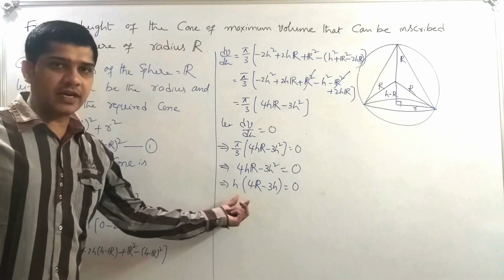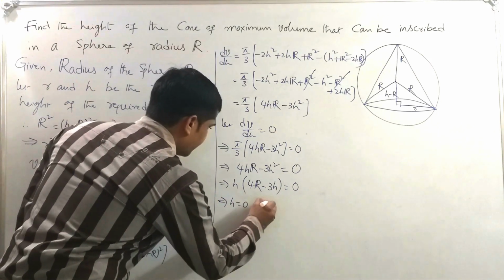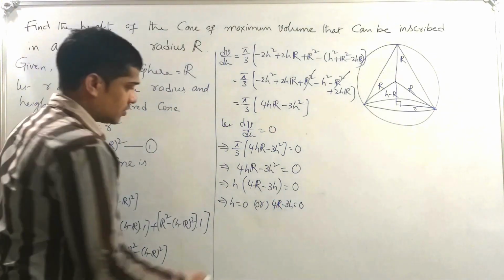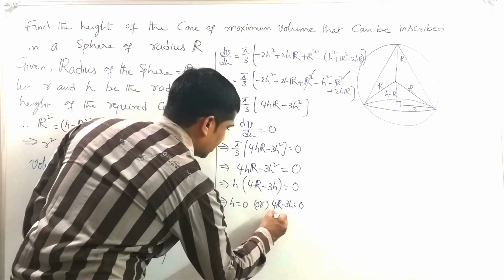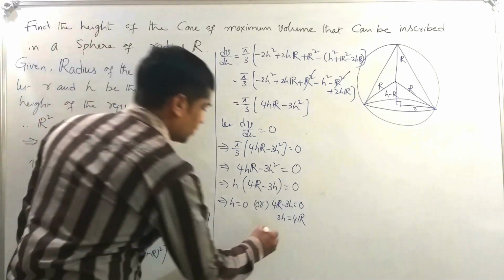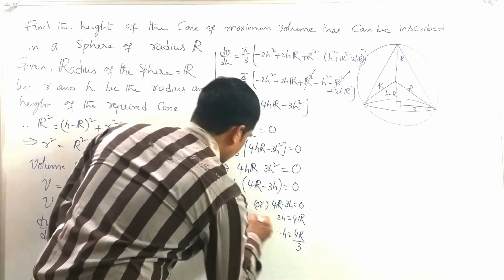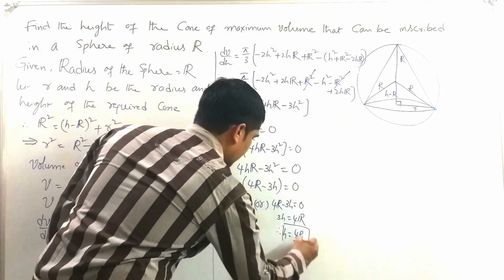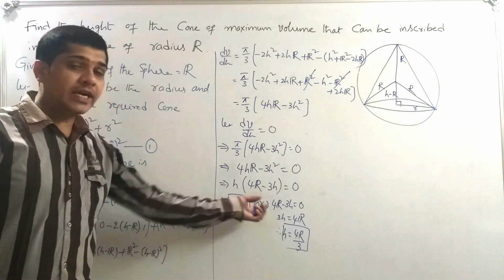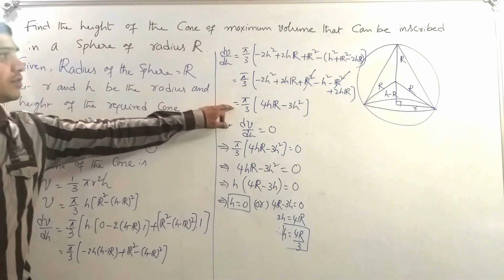See, it is a product of two factors. So this implies either h is equal to 0 or 4R minus 3h is equal to 0. So that means 3h is equal to 4 capital R. So therefore h is equal to 4R by 3. So either h is equal to 0 or h is equal to 4R by 3, you must consider. But to know where we are getting maximum volume, we need to find the second derivative of the function.